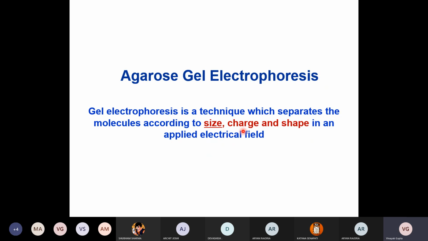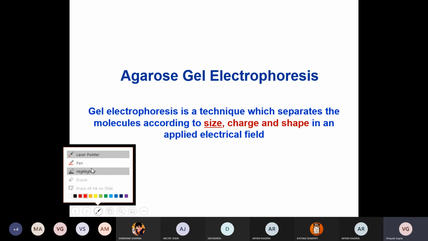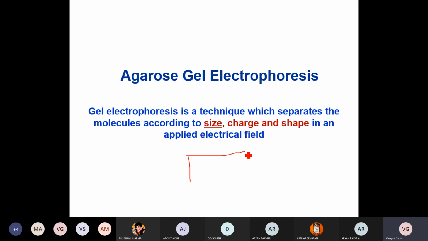Okay, so DNA, when we are going to apply the electrical field, imagine that you have a gel. Let's say this is the gel, and here some well is there. In that well, you have loaded your DNA sample. Sorry, it should not be positive here. DNA should be loaded towards the negative side, and here it should be the positive one. So when you apply the electrical field, DNA is going to move in this direction.